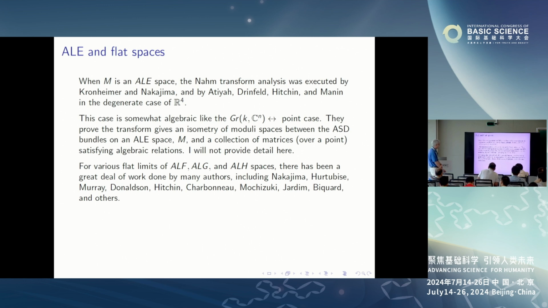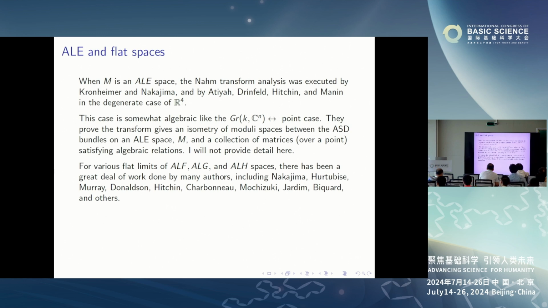So when you look at the degenerate case where you're just looking, instead of the general gravitational instantons, at quotients of R4, there's been work done on the ALF, ALG, ALH spaces by a lot of authors. My work is most inspired by Nakajima's. Oh, I guess I left out Nahm. He's on every slide, but I forgot to put him in this list. But of course, Nahm, and then there's Hurtubise and Murray and Donaldson and Hitchin. In the ALH case, there's Charbonneau.